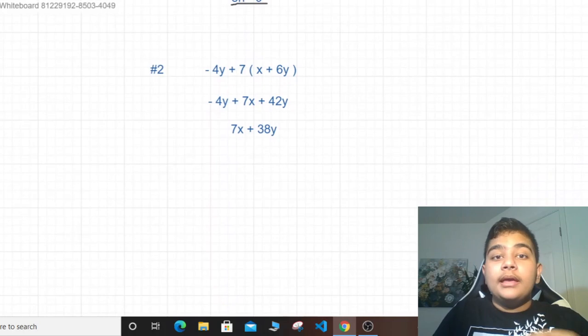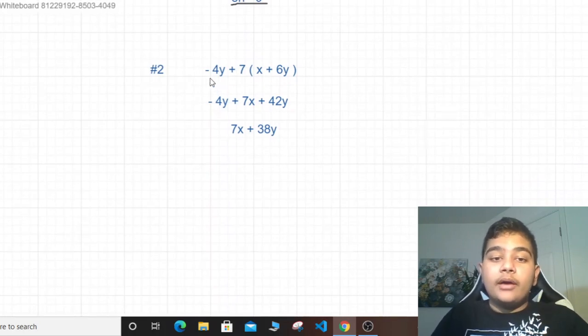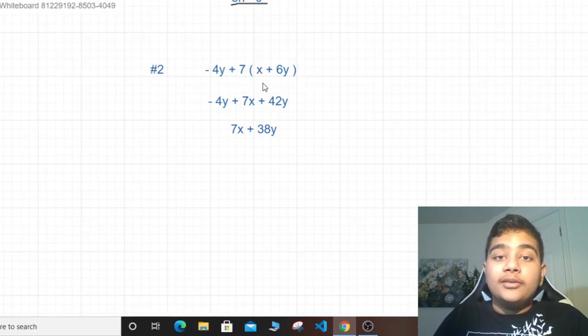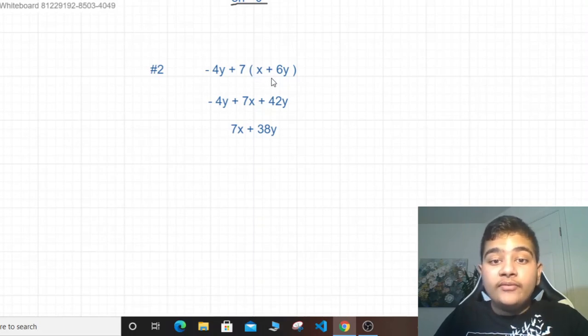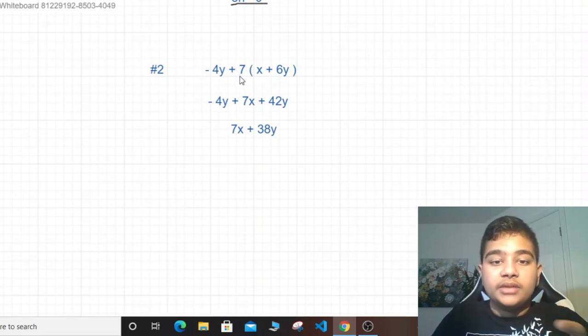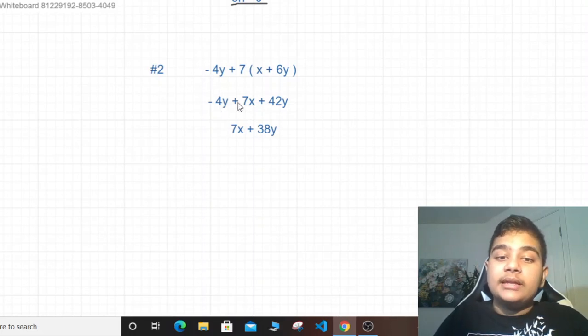Okay, in this example we have negative 4y plus 7 open parentheses x plus 6y close parentheses. As we can see here again, these are two different variables, so they cannot combine or interact with each other. So just like last time, we move on to the second part. We multiply with what is outside. Here we actually have a number, so we don't have to imagine our 1. We multiply by a positive 7. Since nothing is being combined with negative 4y, it stays, and we move that down.